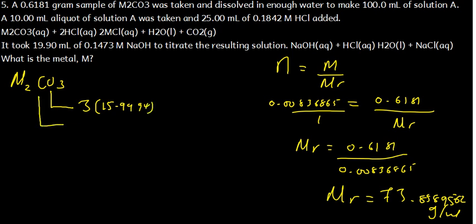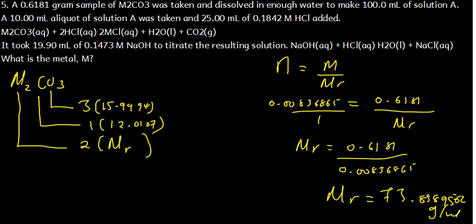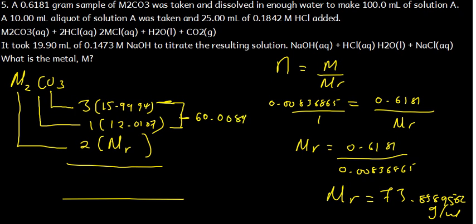And then you've got carbon, only one, and then multiply by the molar mass, which is 12.0107. And then you've got this M, which we don't know. There are two of them, so multiply by the molar mass of this M. We don't know the molar mass because we don't know the compound itself. So at this point, if these two are numbers, we can find the value here and here, and then add them. If we add these two, we are going to find 60.0089.